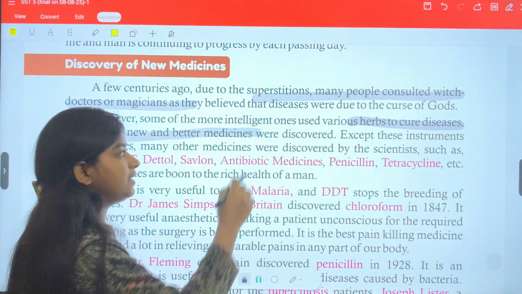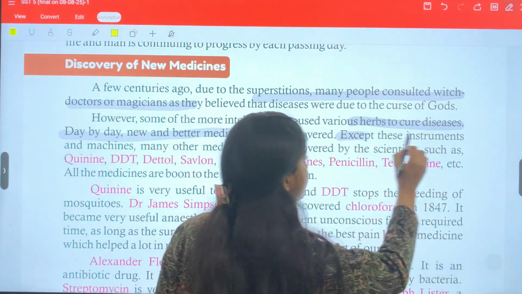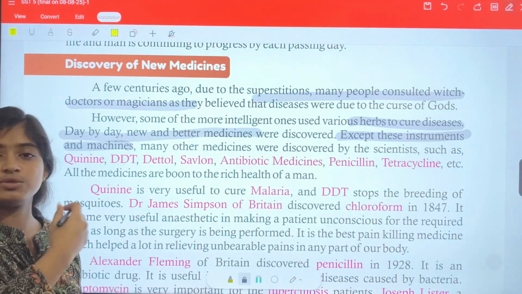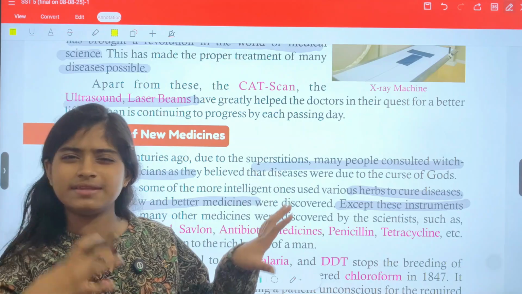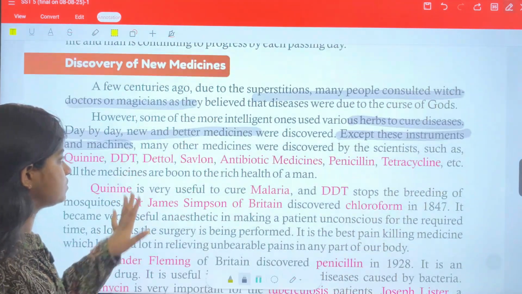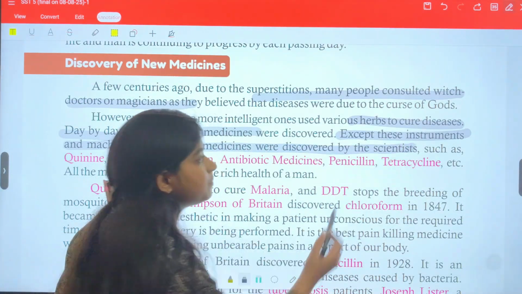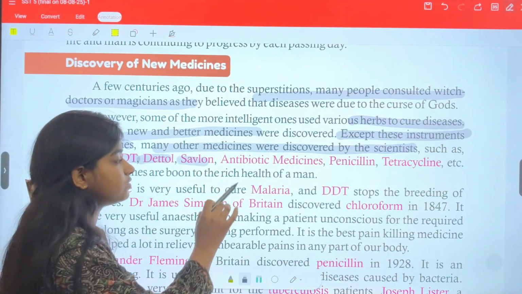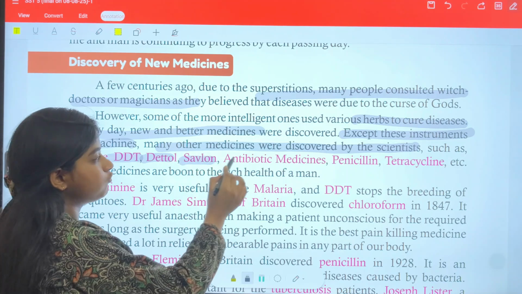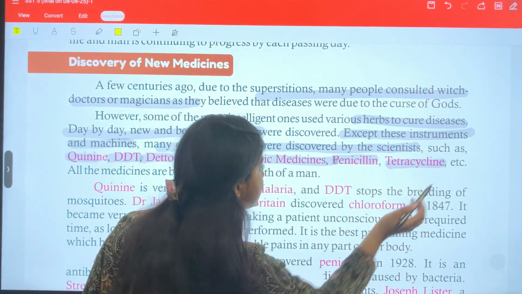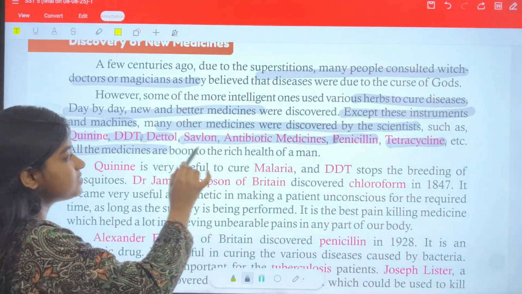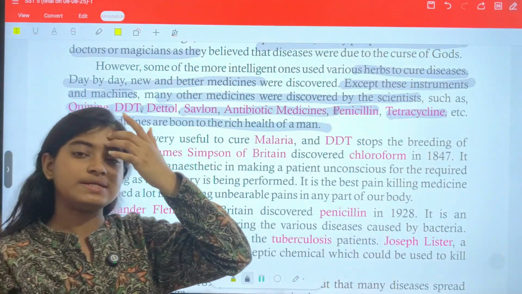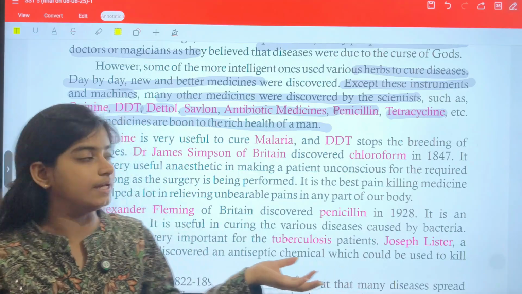But day by day, new and better medicines were discovered. Except for the instruments and machines which we have learned about above, there are also many other instruments. Many other medicines were also discovered by scientists, such as quinine, DDT, Dettol, Savlon, and antibiotic medicines like penicillin and tetracycline. All these medicines are a boon to the health of man. That means all these medicines help a lot to make a person healthy.